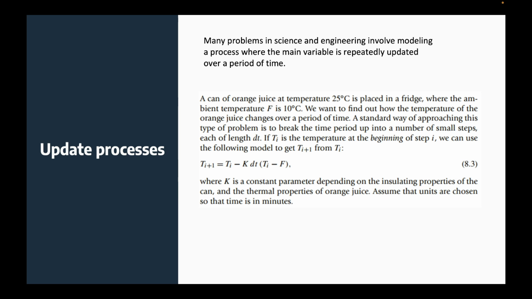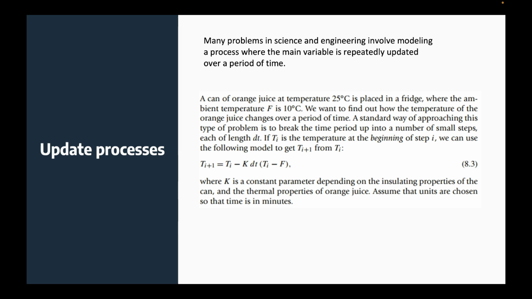So, a can of orange juice at temperature 25 C is placed in the fridge. The ambient temperature F is 10 C. Now we want to find out how the temperature of the orange juice changes over a period of time. To approach this kind of problem, you need to divide the time into periods of small steps, each of length dt, which stands for delta t, the variation of time.